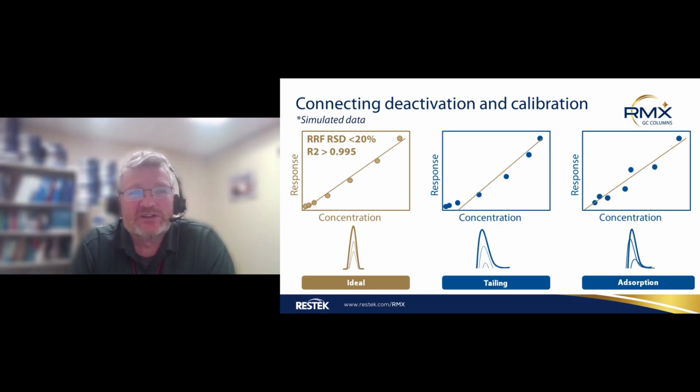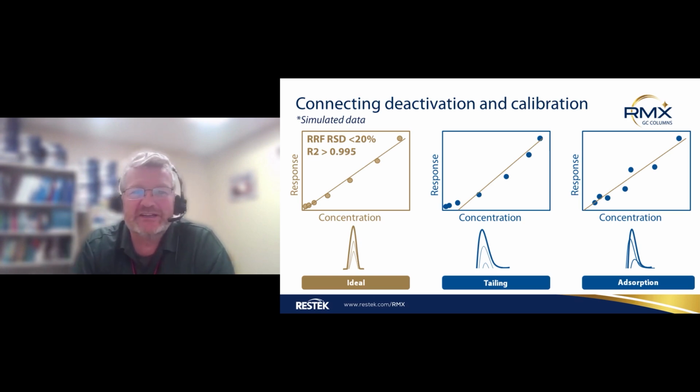So here, where we're looking at the deactivation and calibration, the ideal is going to give us a linear calibration. In this case, we're looking at correlation coefficients of 0.995 or better. Or if we're looking at relative response factors for relative standard deviation, we're targeting below 20%. And we'll show different graphs where our column outperforms traditional and competitor columns.